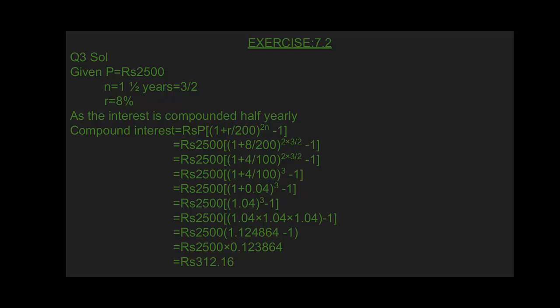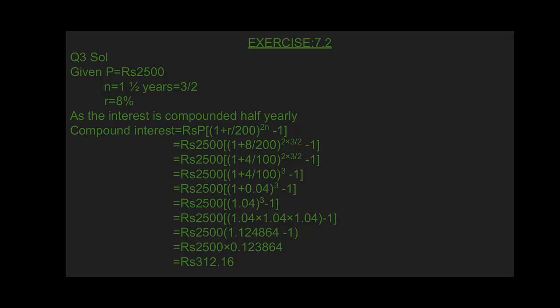So moving on to the next exercise, 7.2. The principal is given as 2,500. The time is given as 1.5 years. Now this can be written as (2 into 1 plus 1), which will give you 3 divided by 2. We all know how to deal with this type of mixed fraction, and the rate is given as 8%, and the interest is compounded half yearly. So using the same formula, when the interest is compounded half yearly, the value of n is 3 divided by 2.